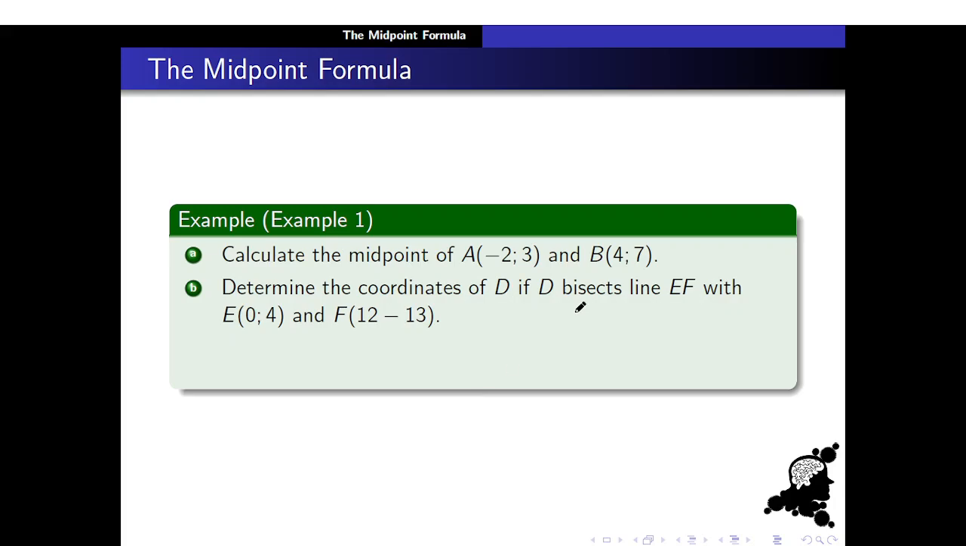In the next question, we're supposed to find the coordinates of D. And we are told that D bisects the line EF, where the coordinates of E and F are 12 and 0 and 4 for E. And then for F, it's 12 and -13.